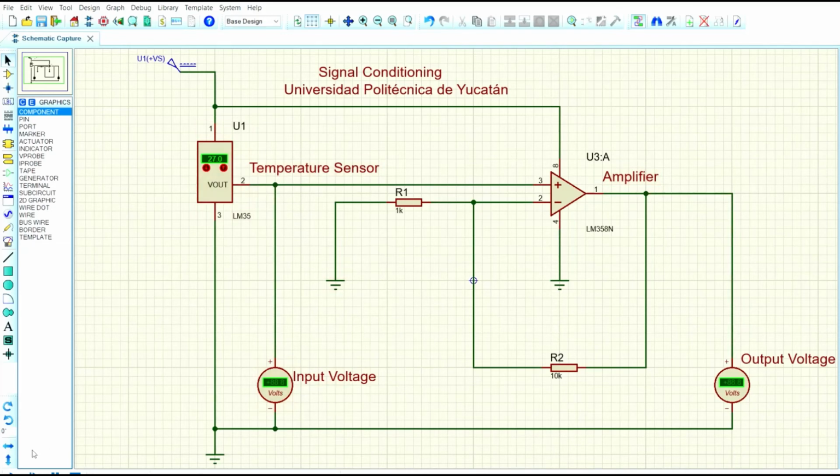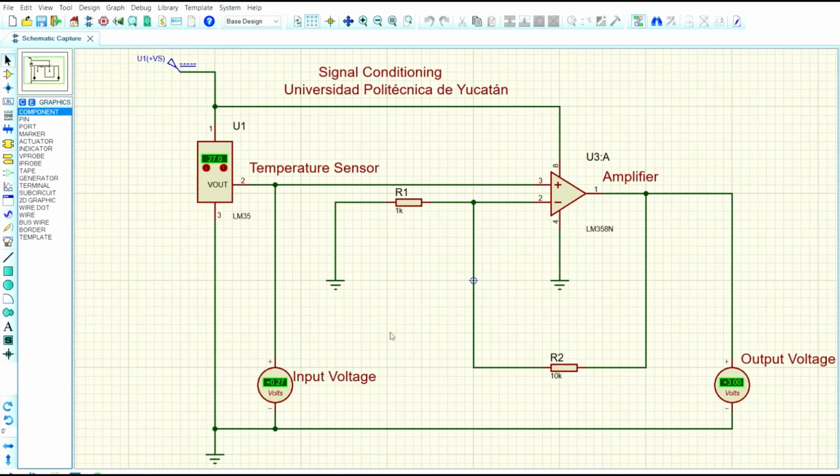So let's take a look at the simulation. And there you go. Let me pause this. You have a 0.27 input voltage and 3 volts in the output, meaning that it increases indeed. How much does it increase? You can calculate that by dividing 3 over 0.27, and you'll get the gain of the whole circuit.